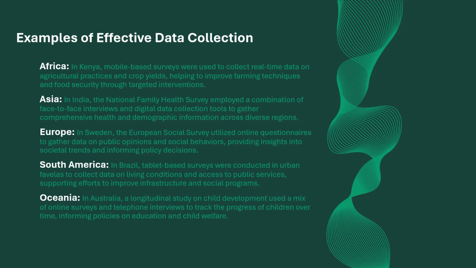And then finally in Australia, or Oceania as we would call the continent these days. At one point in time it was called Australia, but we're more tuned into Oceania, so we can have Micronesia and other many islands and other places, not the least being New Zealand, also included in that continent, and not have to use the Australian name, if you will, which is certainly a country as well. So in Australia, a longitudinal study on child development used a mix of online surveys and telephone interviews to track the progress of children over time, informing policies on education and child welfare.